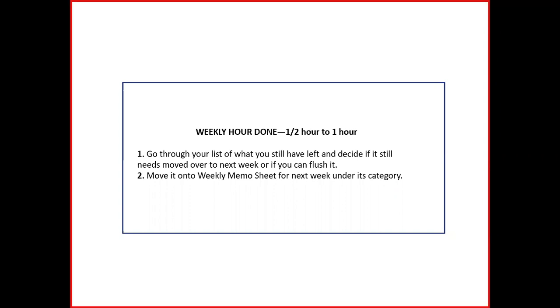So weekly hour one is to do work for 1 hour to get the week ready. Weekly hour done is to look and see what is still left. And this is where I'm moving my C's over, right? I'm moving my C's over from the weekly memos to next week's weekly memos, or next week's first five or next week's fast five, or wherever I think it's going to fall. I like to practice the concept of what is due next.